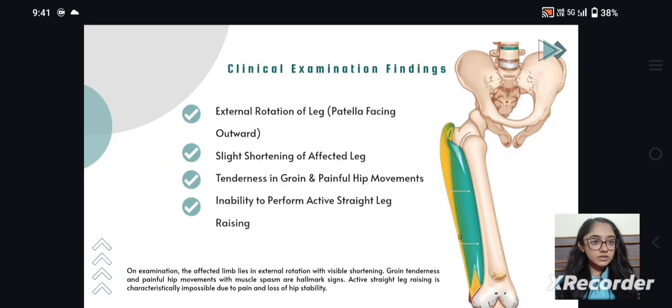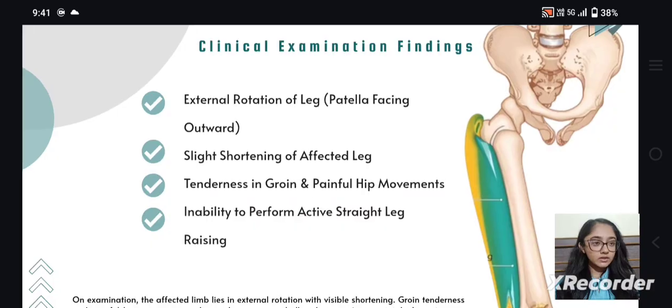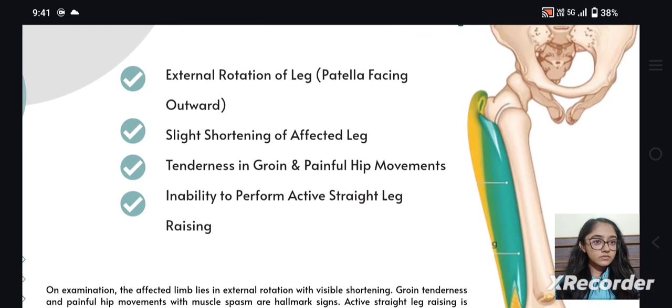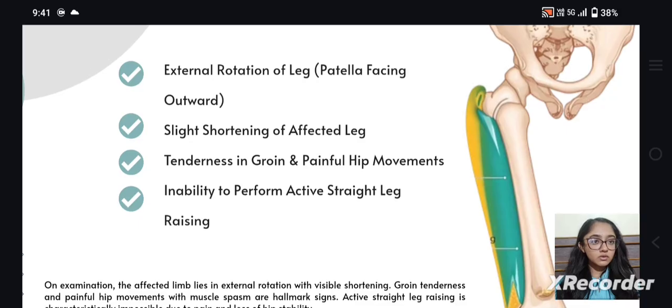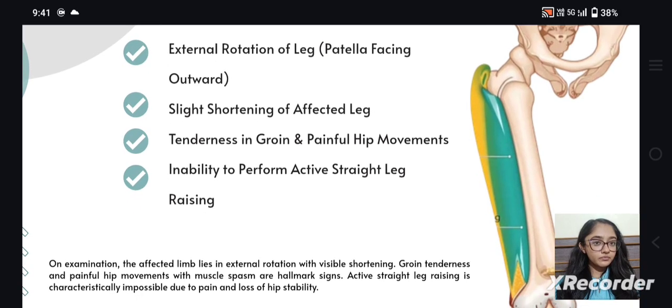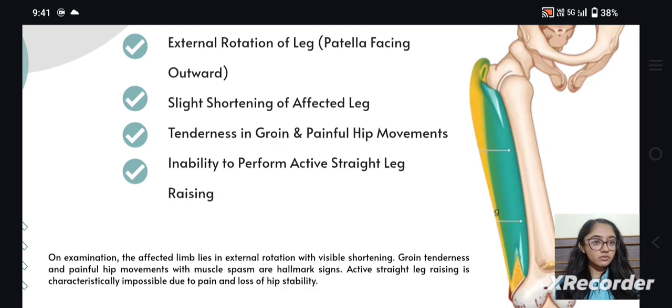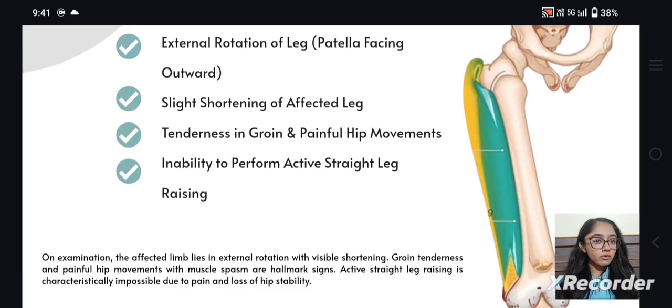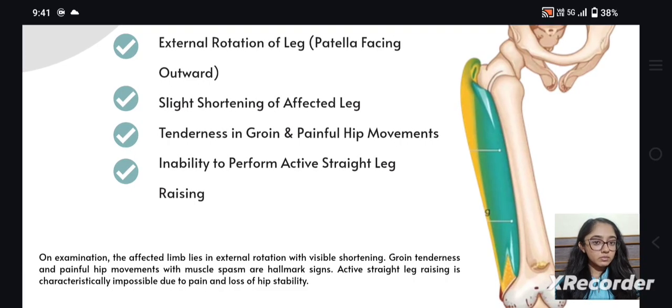Then what will be its clinical examination findings? First, the leg will be externally rotated, meaning the patella is facing outward. Then there will be slight shortening of the affected leg. Then there will be tenderness in the groin and painful hip movements. Then inability to perform active straight leg raising will be there.